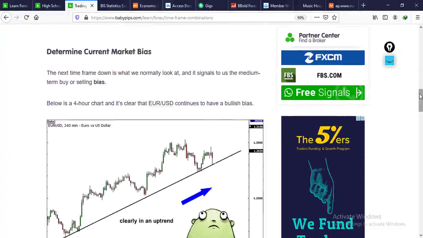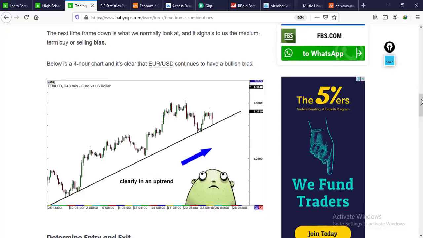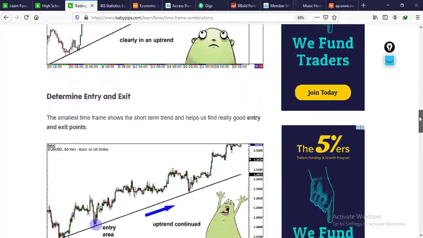Determine current market bias. The next time frame down is what we normally look at, and it signals to us the medium term buy or selling bias. Below is a 4-hour chart, and it's clear that EU continues to have a bullish bias, which is very clearly in an uptrend.